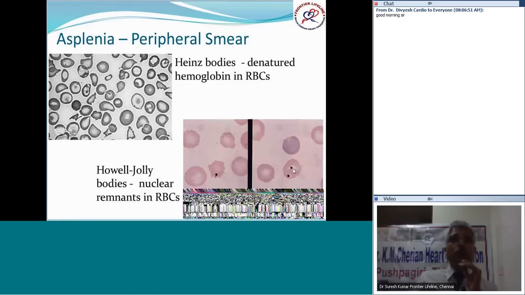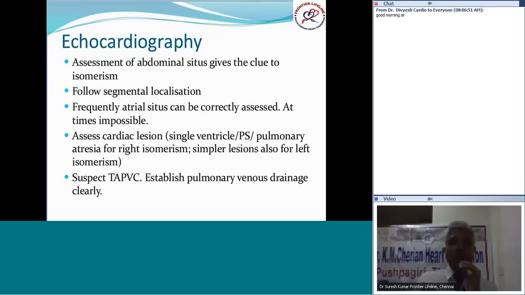When you do an echo, the assessment of the abdominal situs should give you the clue to isomerism. Don't miss it at that level. Therefore, when you see that the aorta and IVC are on the same side, or when you see that the IVC is interrupted, that is when you have made a basic diagnosis of heterotaxy, and from there onwards, it is a segmental localization to assess the actual anatomic lesions.